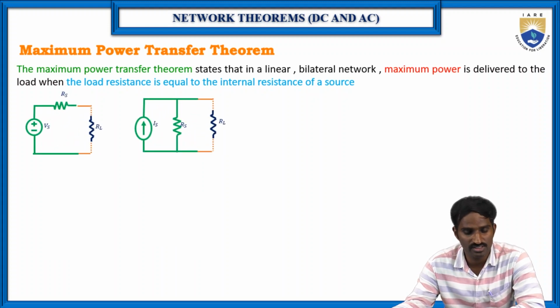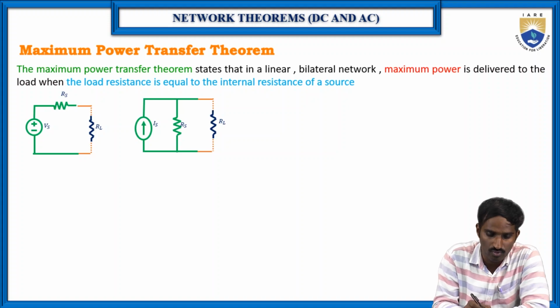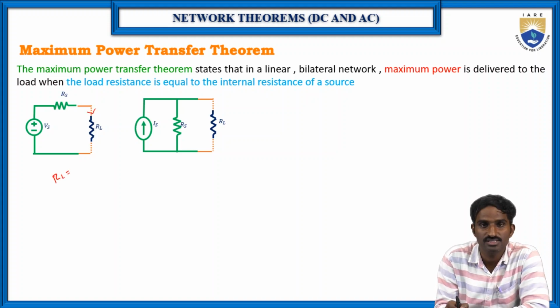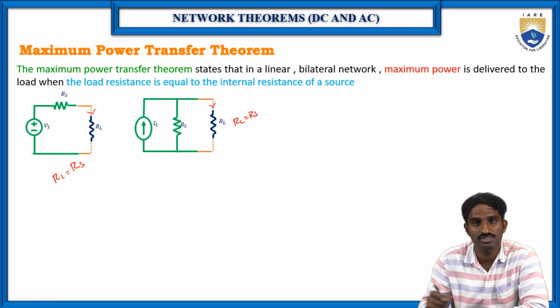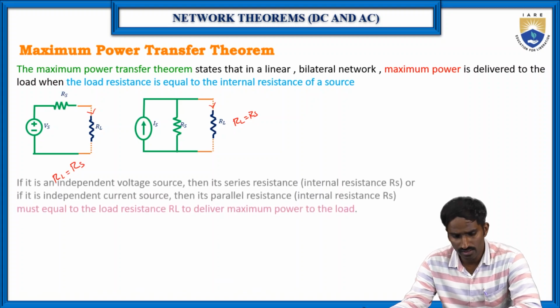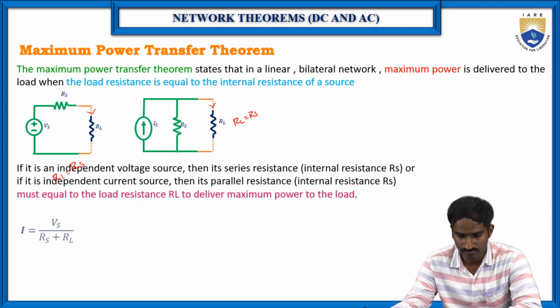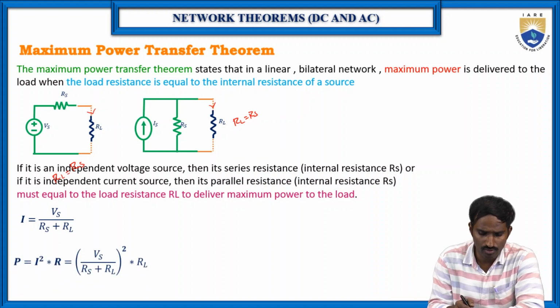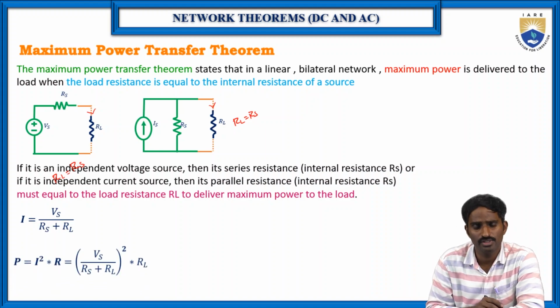In the Thevenin's equivalent circuit, maximum power will flow through RL when RL is equal to the internal resistance of the voltage source. Here the voltage source is Vs and the internal resistance is Rs. So when RL is equal to Rs, the maximum power will flow through this resistance. Then how do we find that maximum power flowing through the resistance?